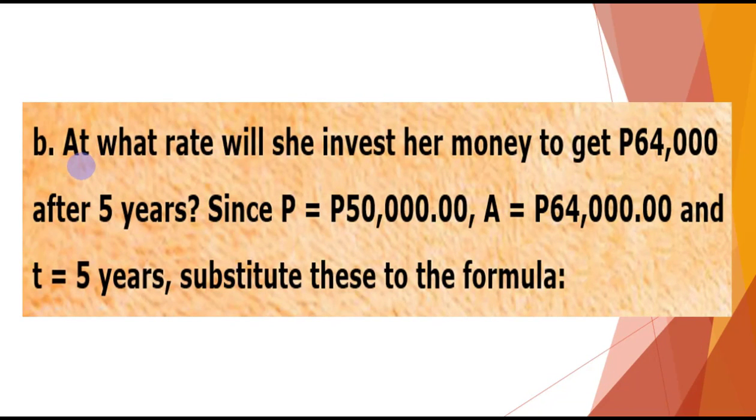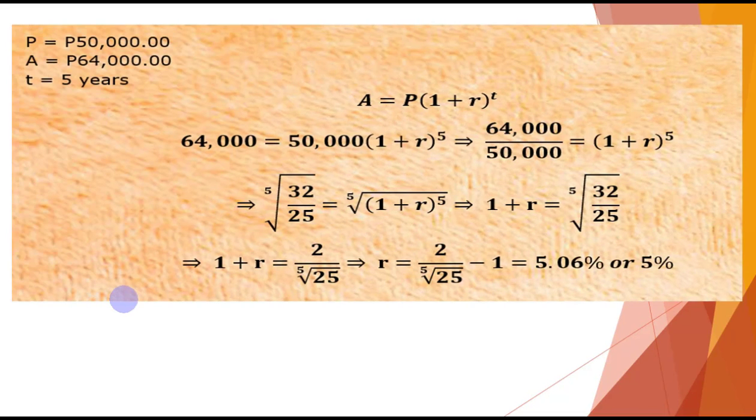For letter B, at what rate will she invest her money to get 64,000 pesos after 5 years? Since we're given P, the principal amount, which is 50,000, and the total amount after 5 years is 64,000, and of course T equals 5 years, we are to get the value of R, or the interest rate. So again, these are the givens. We have this formula A equals P, the principal, times quantity 1 plus R raised to T. So we substitute the value for A, 64,000 pesos, for P, 50,000 pesos, and for T, 5 years. And we are to solve for R.